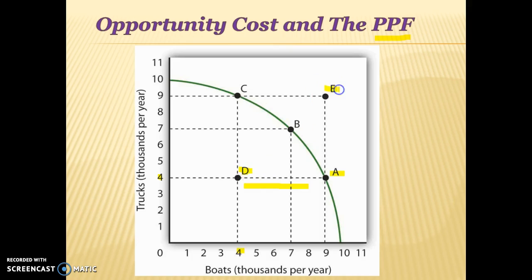Point E is unobtainable at this point in time. We don't have the resources to produce at this point. So if we tried to produce 9 trucks and 9 boats per year, that would be unobtainable. We can't do that. We can consume at this level, and we would do that by importing, and we'll discuss that a little bit later. But we can't produce that amount at this point in time. We may be able to in the future, but not right now.